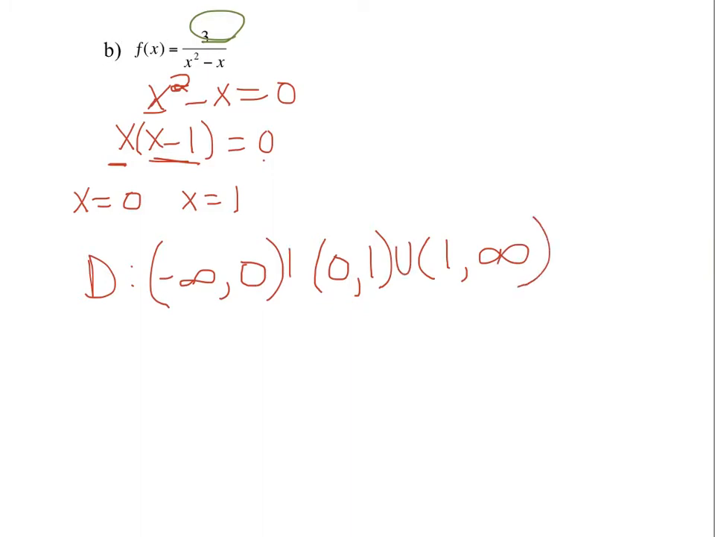What we do is put a union symbol between these three subintervals to indicate that all of them make up the domain. Again, it's very important that you have the parentheses around the zeros and the ones, because you are saying that they are excluded by doing so.